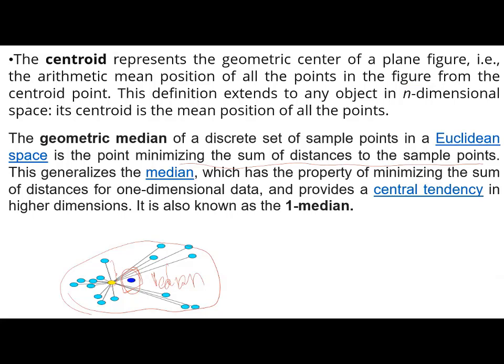The geometric centroid and the medoid can be centroid exemplars. These two are called exemplars, my dear friends. These exemplars define the neighbors. Now one exemplar is the centroid. The centroid is generally the geometric center.